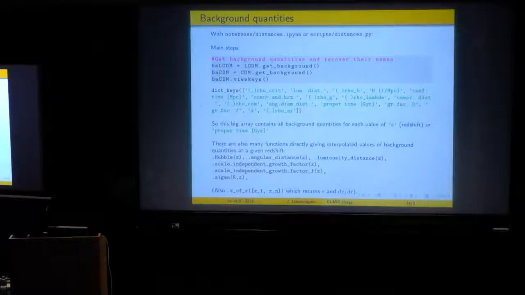Okay, so we have here the luminosity distance. We have the comoving distance. We have the angular diameter distance. We have the proper time in gigayears, the linear growth factor, the density of ultra-relativistic components. So once I have this array, I'm free to plot my quantities using as an x-axis the redshift, or the proper time, or the conformal time.